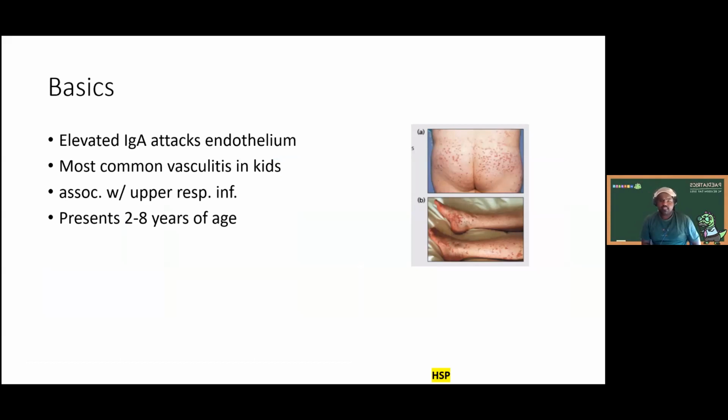So moving on to HSP now. So this is an IgA-mediated immune condition, and it is the most common vasculitis in kids. So it commonly occurs 1 to 3 weeks after an upper respiratory tract infection, and the general age of presentation is 2 to 8 years. And you get this classic rash that presents on the trunk and the buttocks.